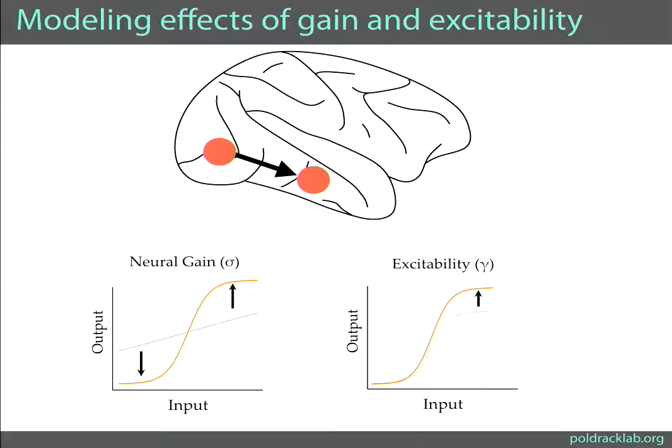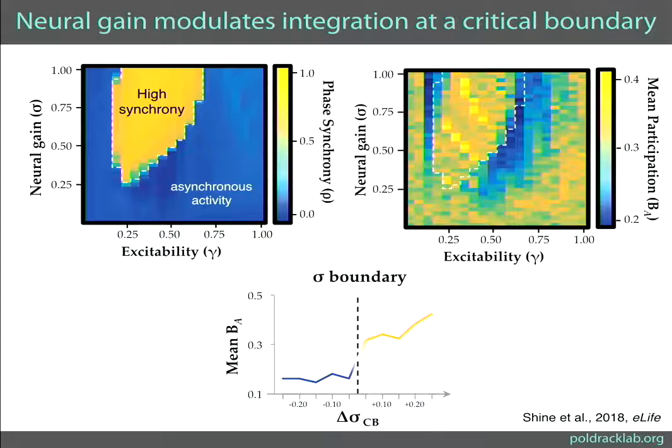And we wanted to ask about two particular effects. One is what happens when we turn up the gain, basically the steepness of the input-to-activity function for each of those oscillators. These are just global changes for all of the nodes in the network. And the other is what happens when we turn up excitability, basically how much output is caused by a particular amount of input. And this is what we see.